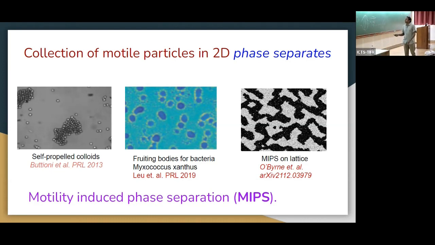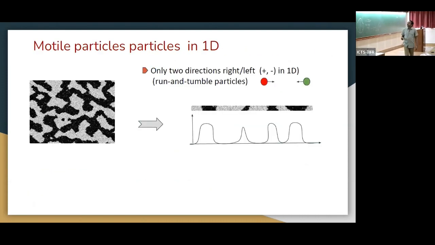What I'm going to talk about today is motility induced phase separation in 1 dimension. If you take a slice of the 2-dimensional structure like that, it will have an inhomogeneous state. If you plot density versus x, you have this inhomogeneous density profile. That's what you expect if there is a phase separated state in 1 dimension.